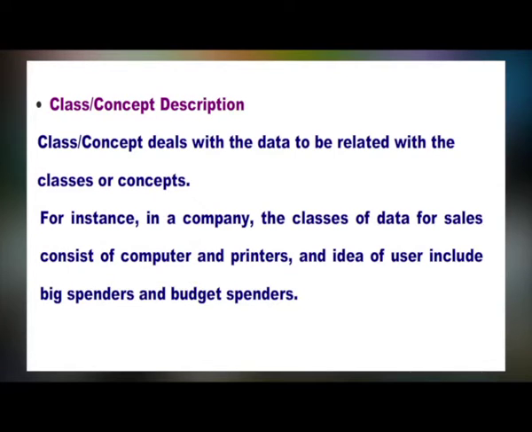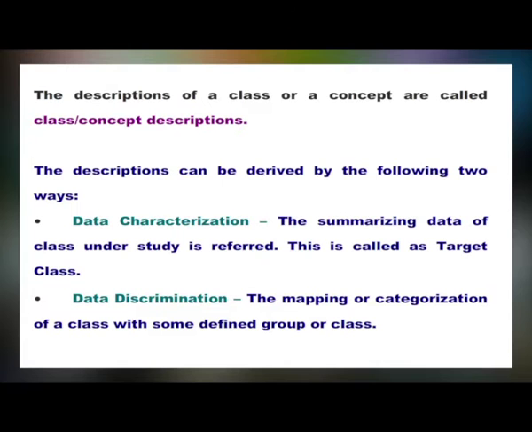Let us see the first concept, class or concept description. It deals with the data to be related with the classes or concepts. For instance, in a company, the classes of data for sales consist of computers and printers, and the concepts of customers include big spenders and budget spenders. The description of a class or a concept is called class or concept description.